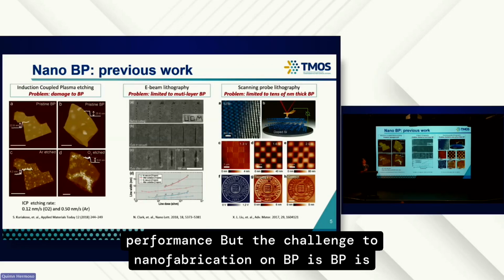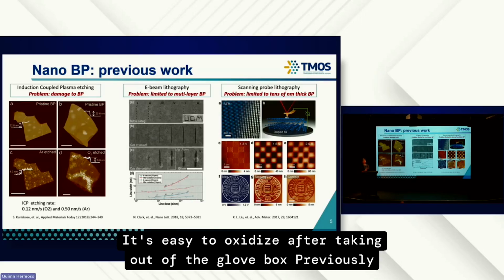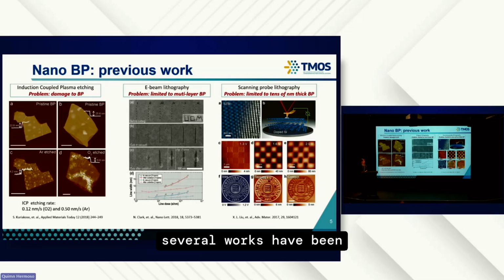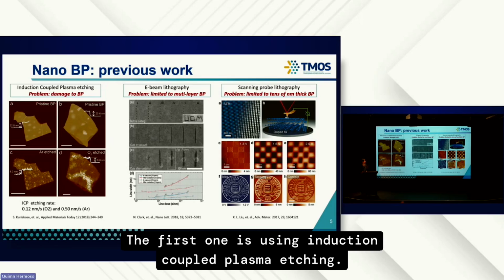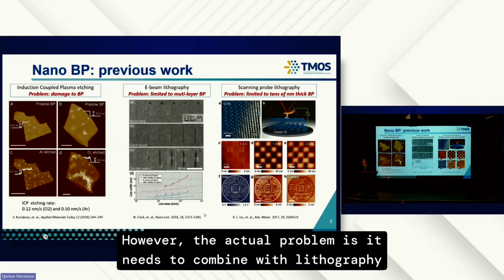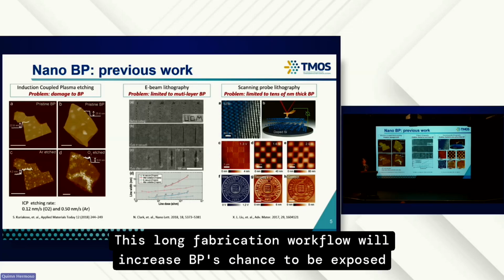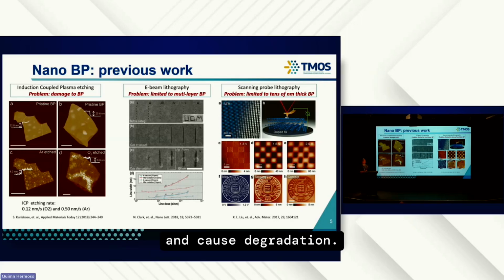But the challenge to nanofabrication on BP is that it is quite vulnerable. It's easy to oxidize after taking it out of the glove box. Previously, several works have tried to nano-pattern or etch BP. The first one is using inductively coupled plasma etching. They use argon or oxygen plasma to thin down the BP flake with a not-too-bad etching rate. However, the actual problem is it needs to be combined with a lithography technique, e-beam lithography or photolithography. This long fabrication workflow increases BP's chance of being exposed to the air and causing degradation.